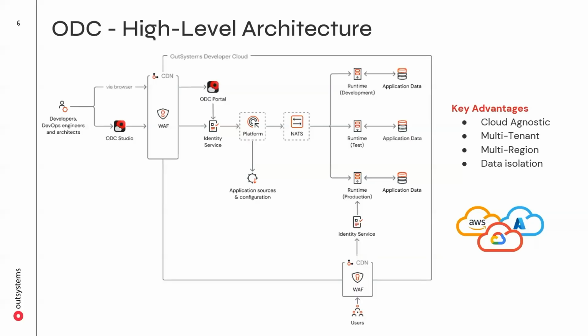Here's a high-level view of the ODC architecture. We've designed the platform to be cloud agnostic. While the product is currently only available on AWS, customers will be able to choose which cloud provider they would prefer, and they'll also have the ability to use more than one cloud if necessary. We will even offer the ability to deploy apps to your own self-managed public or private cloud.